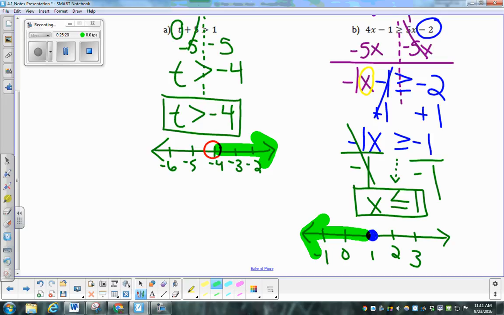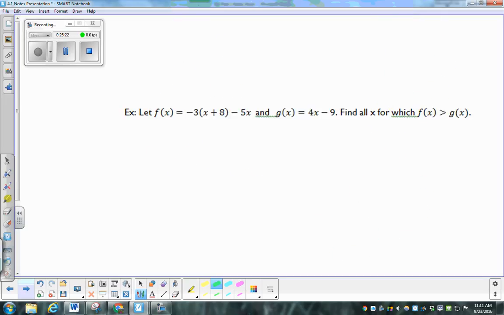One more example. All right, so here's what this one says. Let f of x equals negative 3 times the quantity x plus 8 minus 5x. That's f of x. F of x is just a fancy way of saying y. It's just like an equation. And then our other equation, we're going to call it g of x. G of x, that's how we read that, equals 4x minus 9. Find all x for which f of x is greater than g of x.